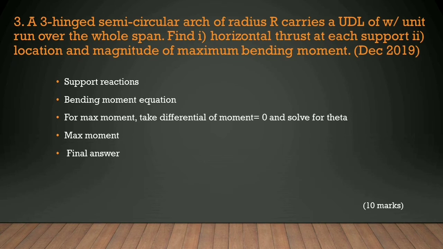In this question, you can find out the support reactions using equilibrium condition and horizontal thrust by taking moment about a hinge. And you can get the maximum value of bending moment by differentiating the equation for bending moment and equating it to 0. You will get the position where bending moment will be maximum.